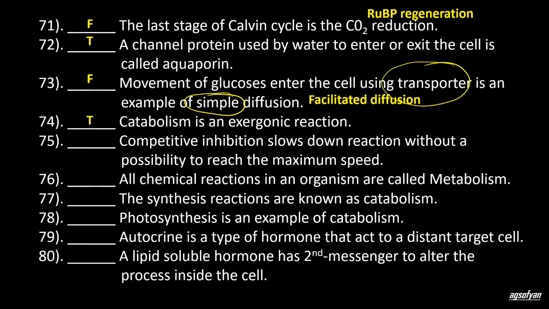Competitive inhibition slows down reaction without possibility to reach the maximum speed. It is incorrect. It will slow down, but it will reach the maximum speed when we increase the enzyme or the substrate. All chemical reactions in an organism are called metabolism. Yes. Okay, so all chemical reactions are called metabolism, that consists of anabolism and catabolism.